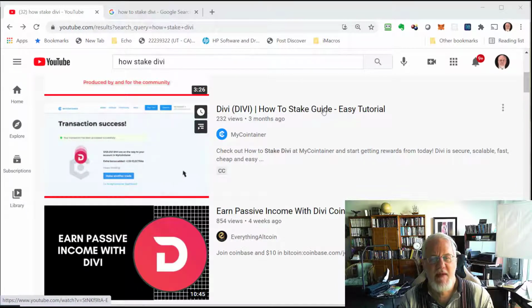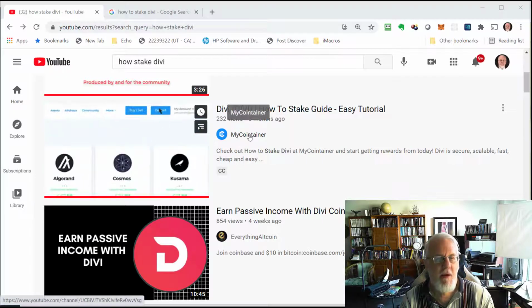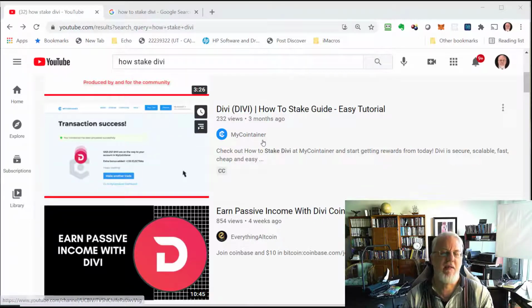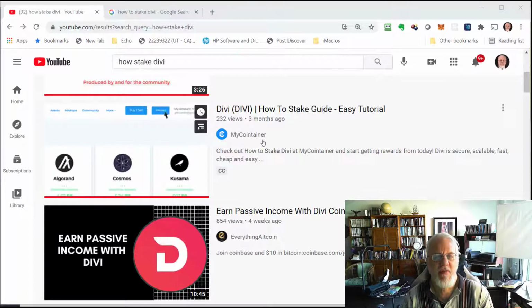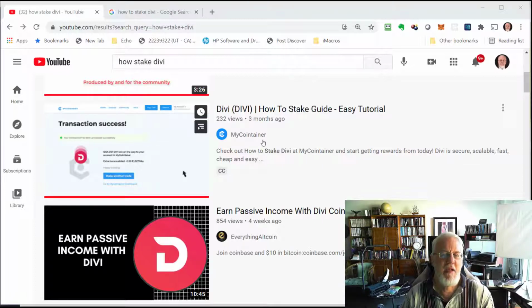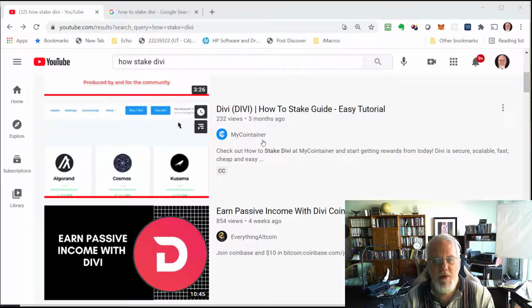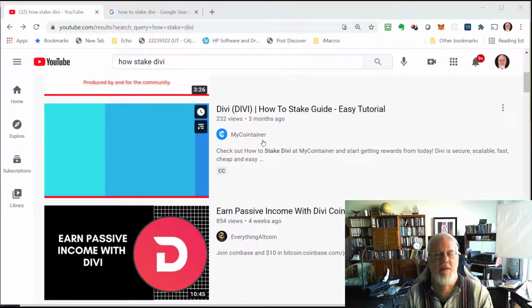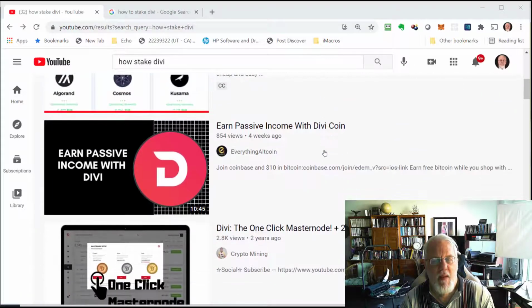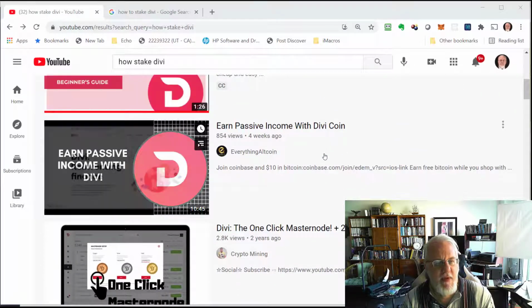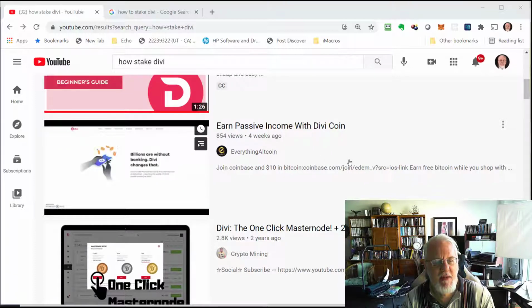Like this one says how to stake Divi quickly and easily, but it's using a service called My Container. And as he points out later, I call it a custodial service. That's where you basically give your Divi to someone else and let them stake it for you. And there's the famous rule that if you don't own the keys, you don't own the coin, right? So you don't want to give your coins to someone else to stake.